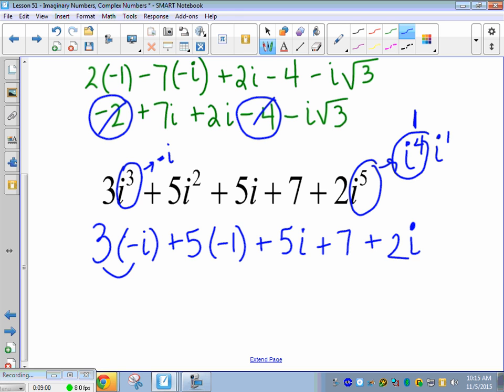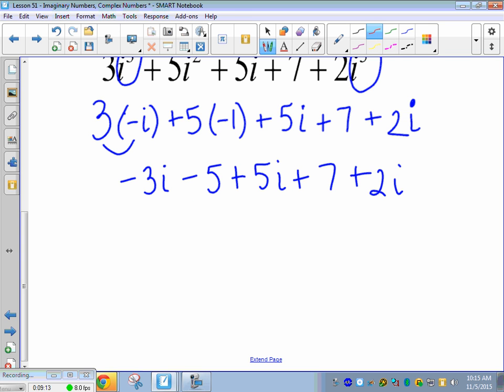Okay, so here I get negative 3i minus 5 plus 5i plus 7 plus 2i. So we're going to combine the real parts first. So negative 5 plus 7 is 2. Negative 3i plus 5i is 2i, plus another 2i here is 4i.